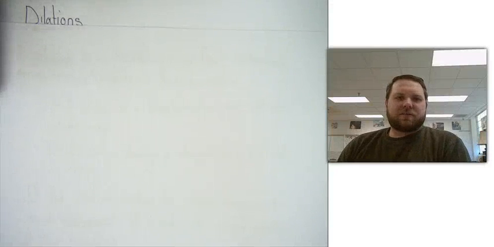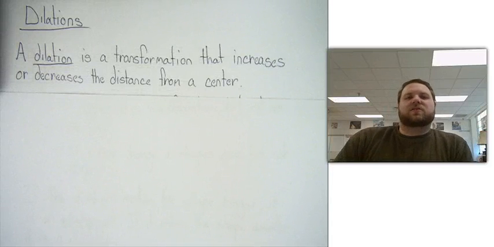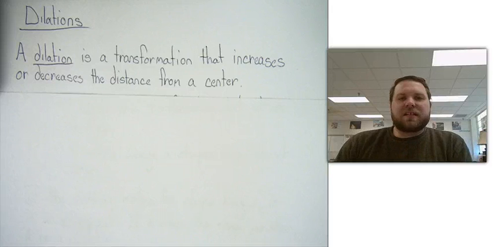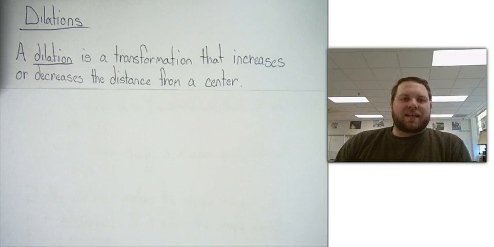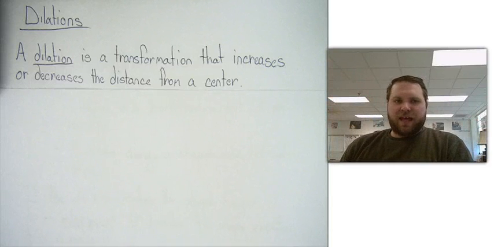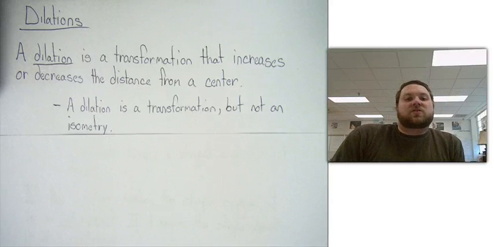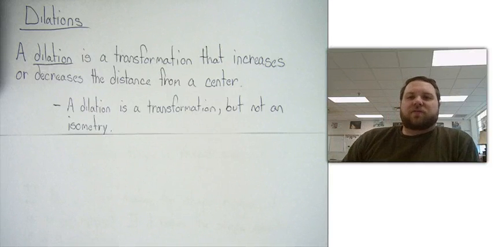Right, so let's look into a little bit what's going on with these dilations. First, let's start with a definition. A dilation is just a transformation that increases or decreases the distance from some center. Essentially, this means that with a dilation, we are either causing something to grow or to shrink, one of those two.